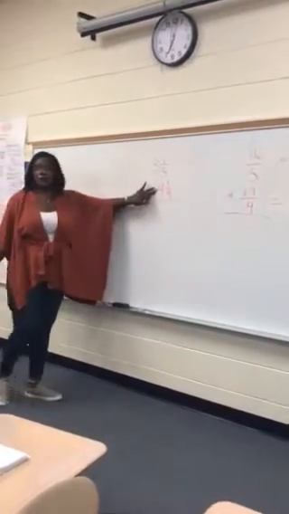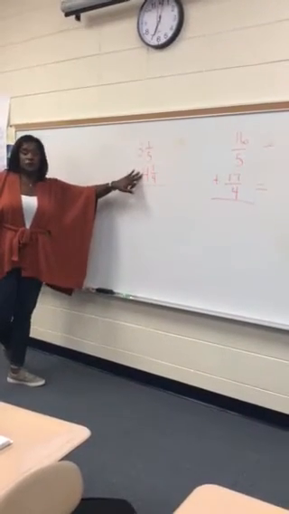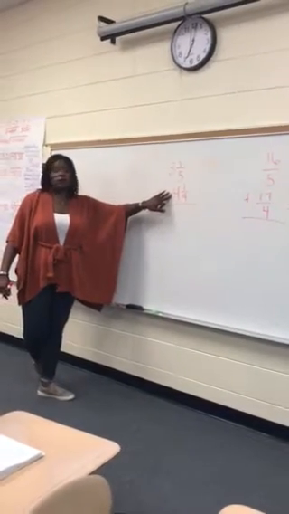Okay, right here, what do I do? Moody. Multiply your whole times your denominator. And that'll give me 16.